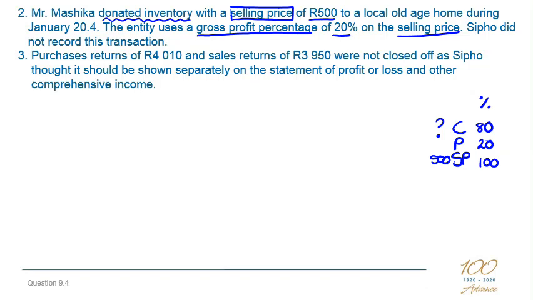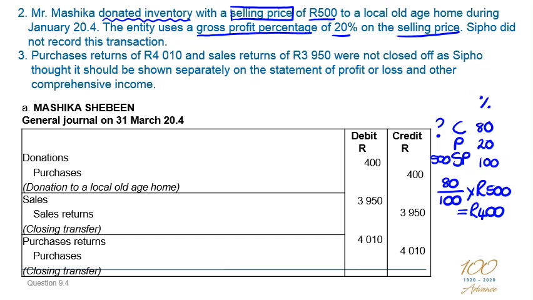So if we remember our formula, it's what we want. So it would be 80 divided by what we have, which will be 100, times my 500 Rand. And that will give me a cost for the donated inventory of 400 Rand. Let's do our general journal. I've got a credit in the purchases account because I'm decreasing the available inventory for sale because I donated it. And I'm going to debit donations, but you can see that we're working with a cost and not a selling price.